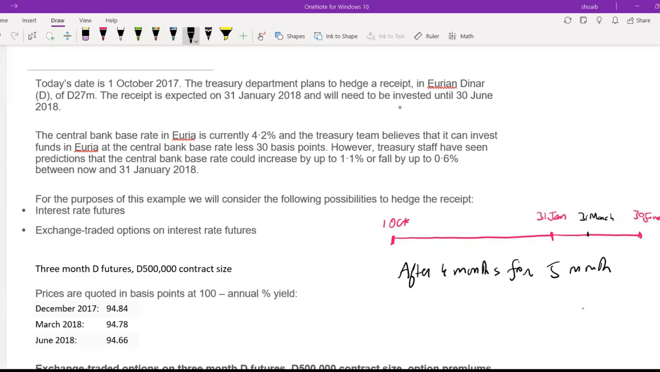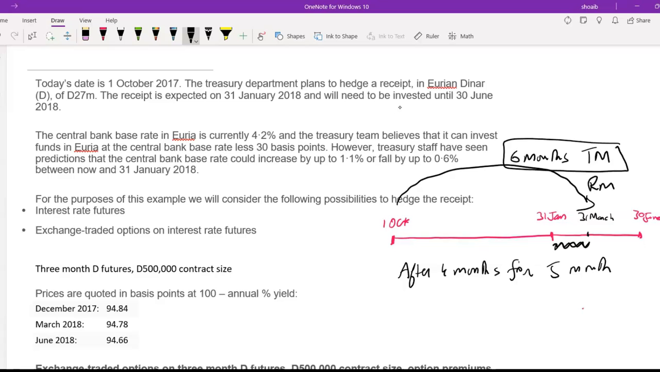Which contract will you choose? 31st March. How many months are there from October to March? October, November, December, January, Feb, March. 6 months. If you receive the amount on 31st January, how many months will be remaining? Total months are 6, and the remaining months will be 2.